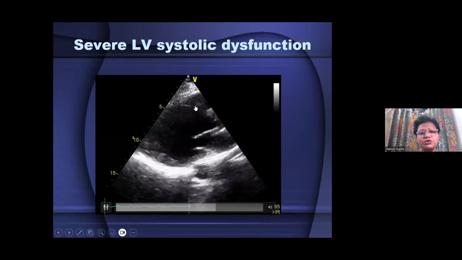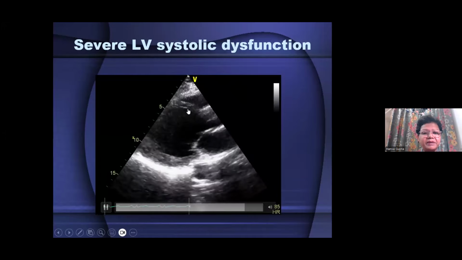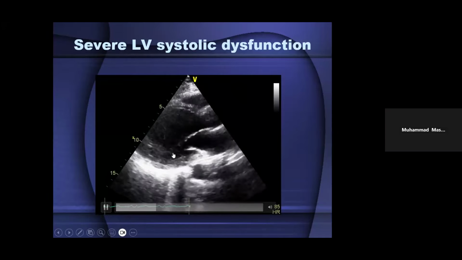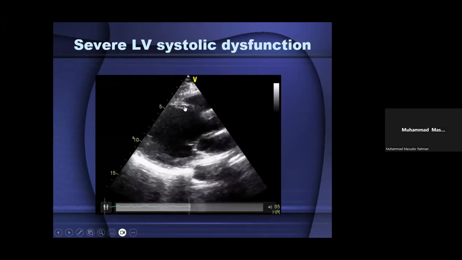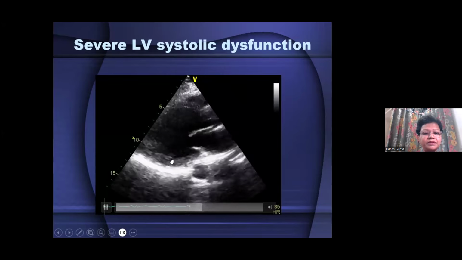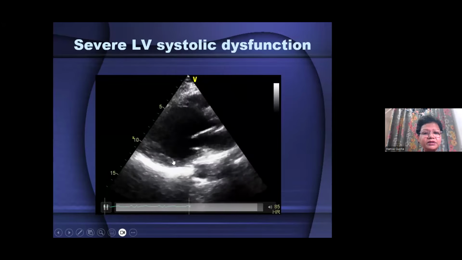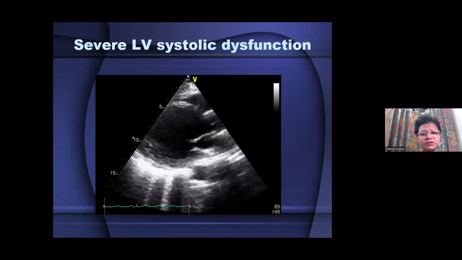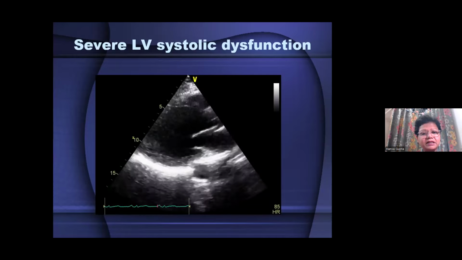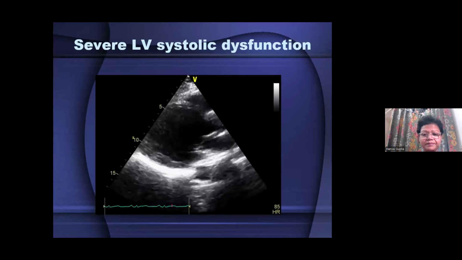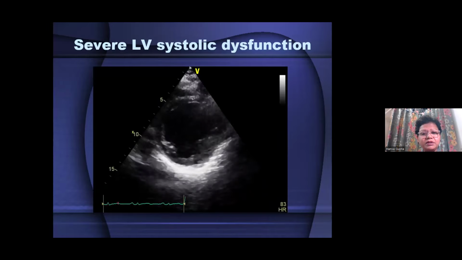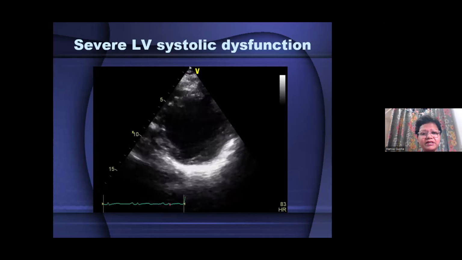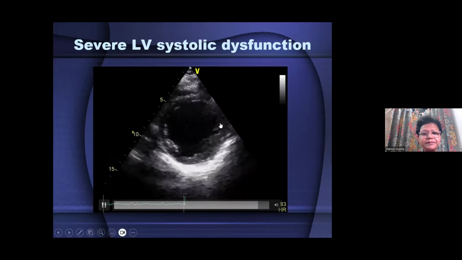This video is showing a case of dilated cardiomyopathy. You can very well see that the dimensions are markedly increased, and the contraction too is markedly reduced. So here we are getting the two main important features of cardiomyopathy, which are contraction impairment and dilatation of the chamber.